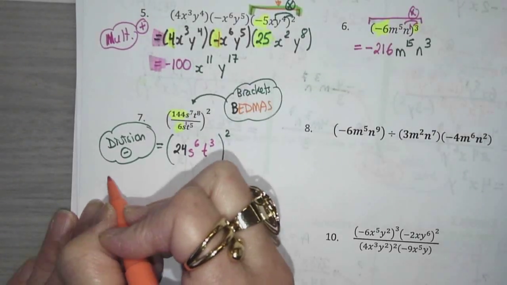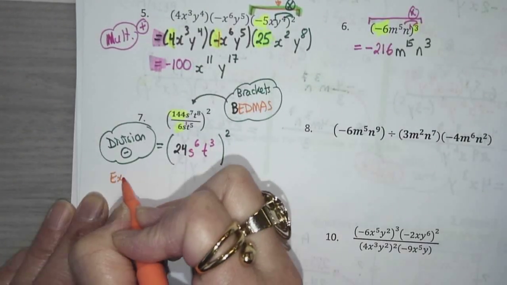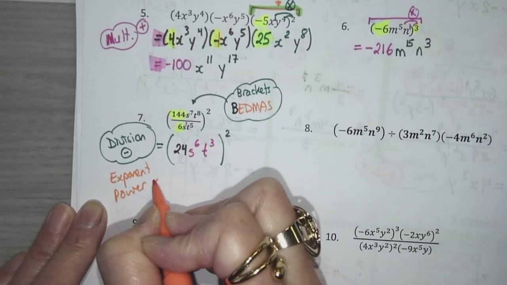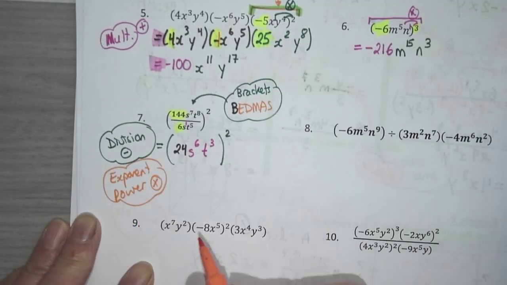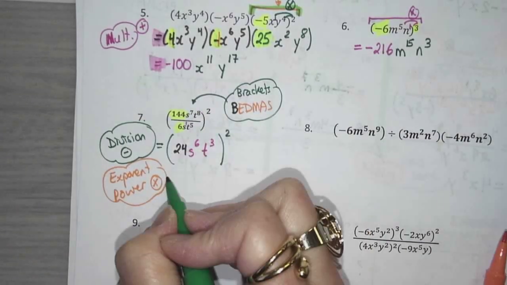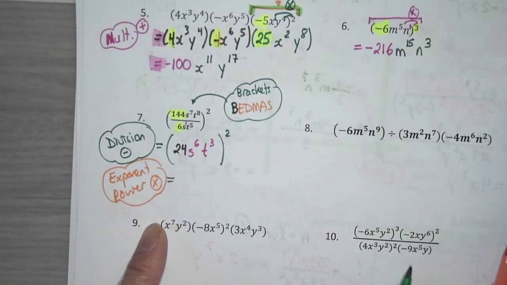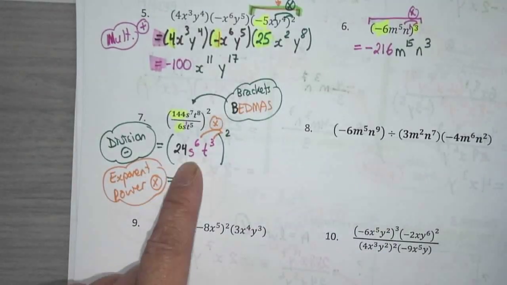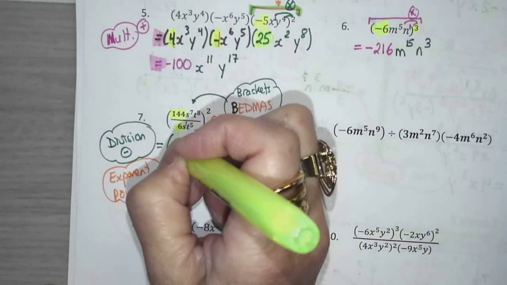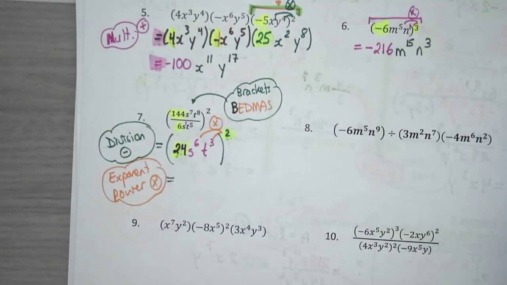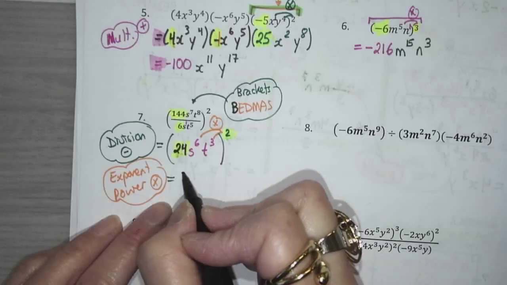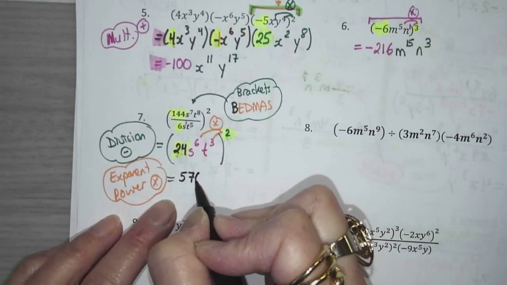Then we're doing power to a power rule. So this will be exponent, which is the power to a power rule, which means we multiply. So the next step here, that means you multiply. But the numbers are treated like regular numbers. So 24 to the 2 is 24 times 24. When you put that in your calculator, you get 576.